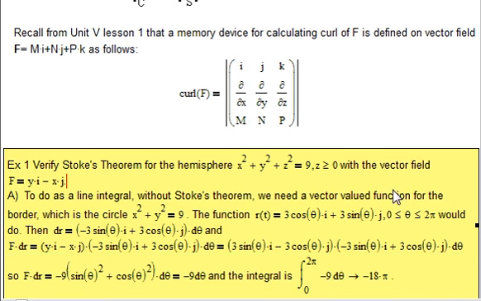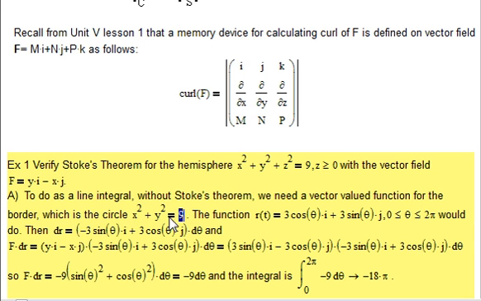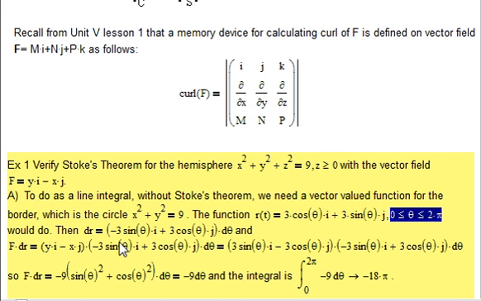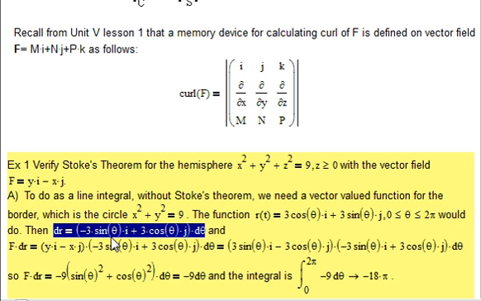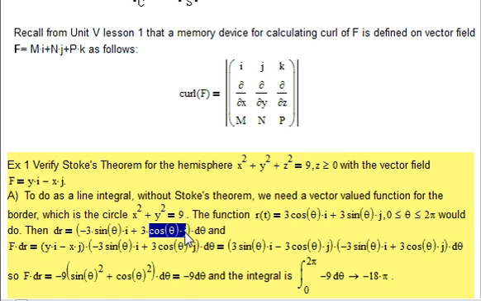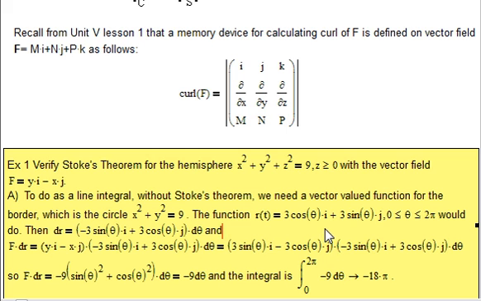We need a vector valued function for the border, which is this circle, x squared plus y squared equals 9. Well, you could have gotten this from parametric equations from pre-calculus, I think. So 3 cosine theta times i plus 3 sine theta times j, theta going between 0 and 2 pi. So then dr, the derivative of cosine is negative sine, so negative 3 sine theta i, and derivative of sine, of course, is cosine, so plus 3 cosine theta j d theta.